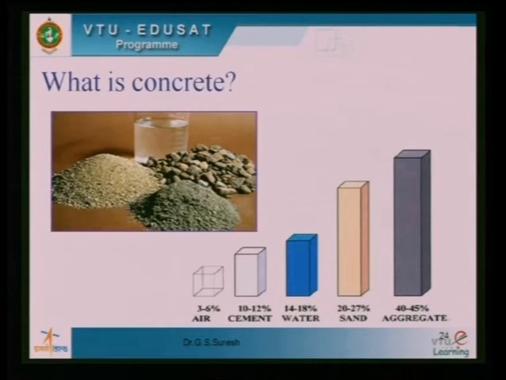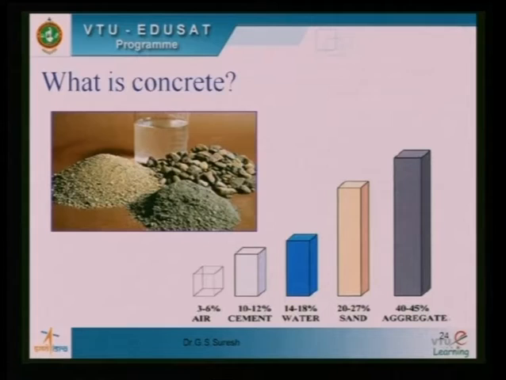So, let us try to understand what concrete is. You have already done a course in your fourth semester called concrete technology. There a detailed understanding was given to you on how to make concrete. This photograph shows the materials we use. We use cement, broken stone called coarse aggregate, then sand which is called fine aggregate, water, and in modern days, for the last 3 decades, we are using a chemical called admixture.